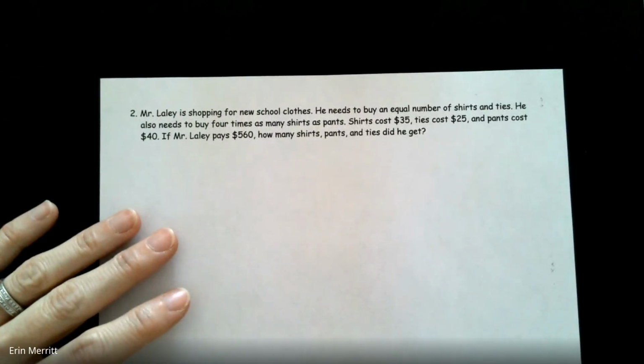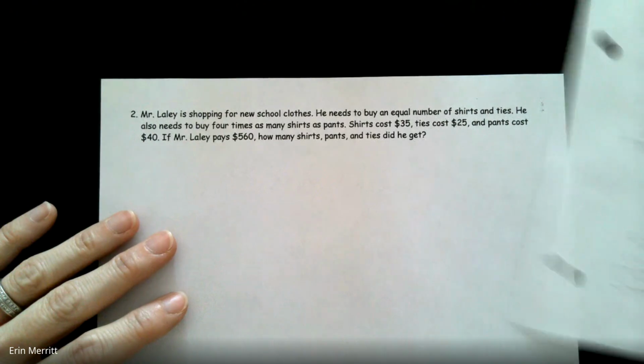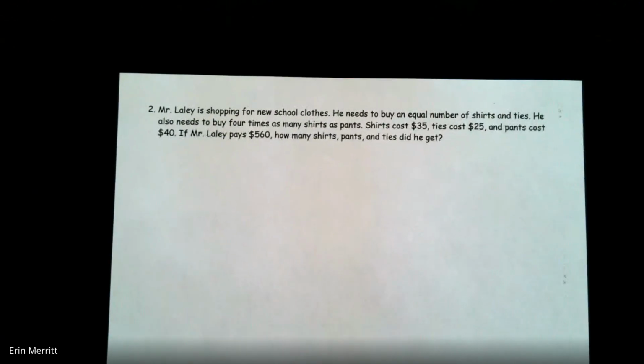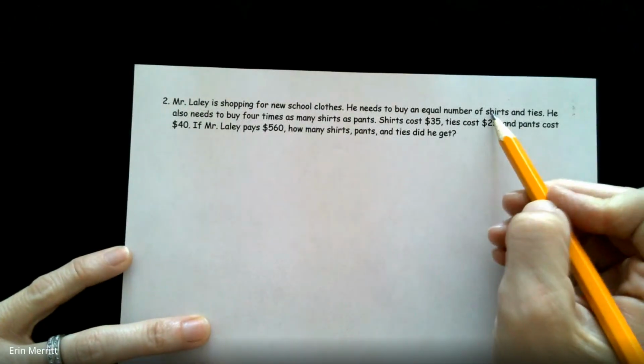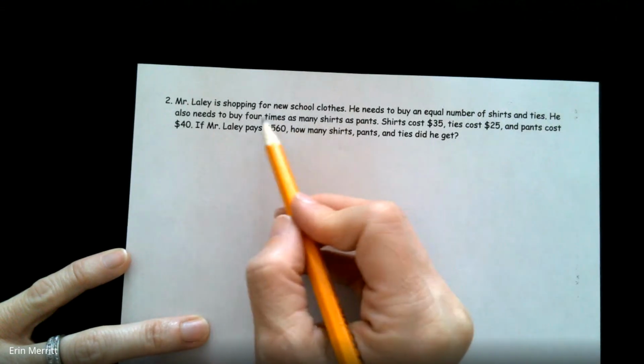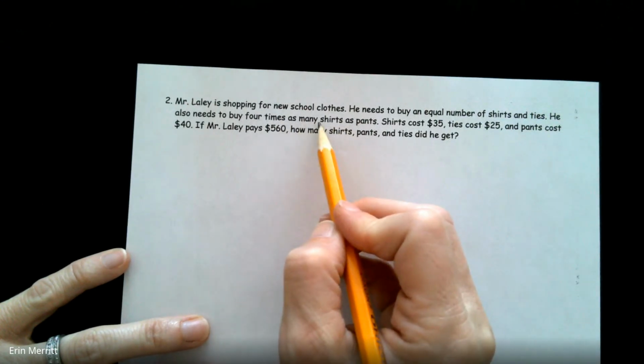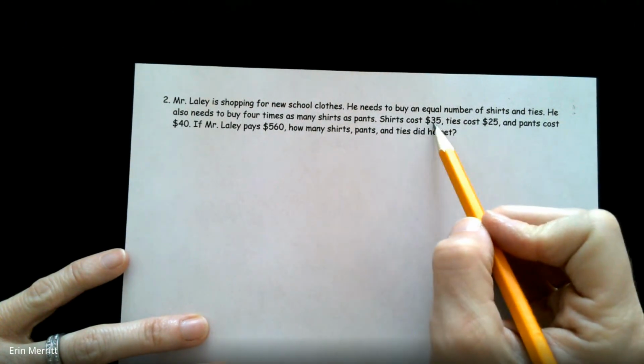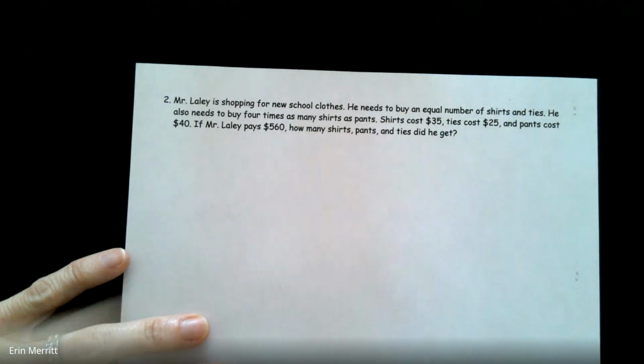The way that this one is worded sometimes can mess with people a little bit. So it's saying Mr. Laley's shopping for new school clothes. He's another one of our Algebra 2 teachers. He needs to buy an equal number of shirts as ties. He also needs to buy 4 times as many shirts as pants. All right. So it's saying shirts cost 35, ties cost 25, pants cost 40.